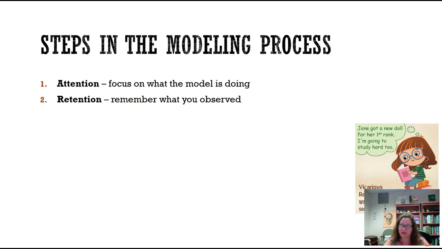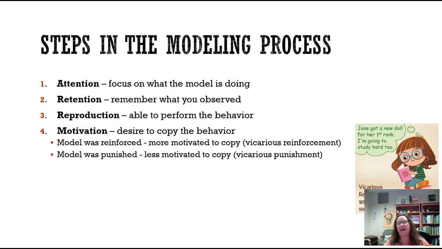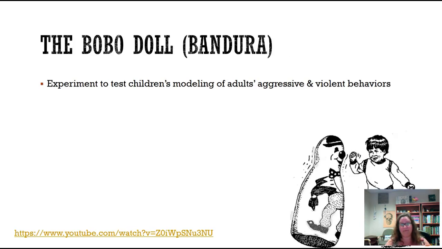So the steps, how we actually go through this: we have to focus on what the model's doing. So I would watch you approach the bull. I'd remember what I observed from watching you. I would be able to perform that behavior myself, and then I'd have some motivation to do it. So again, if you were reinforced, if people laughed at you for giving that tap, then I might do it myself. But if the bull turned around and charged you, or you got scared, or you got screamed at by your mom, then I'm not going to want to do that. So that's vicarious punishment. I don't want to do that. So I would make that choice.